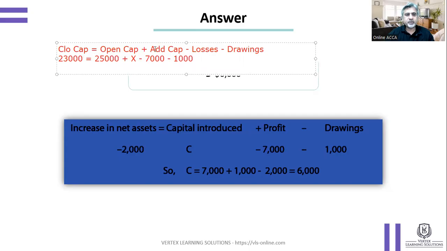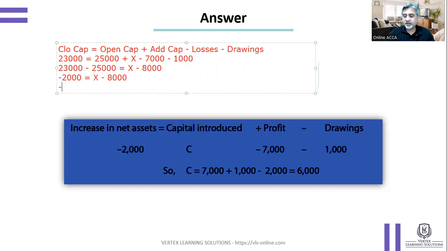Okay. So then you can say that 23,000 minus 25,000 is equal to X minus 7,000 minus 1,000. Minus 7 minus 1 means I can call it minus 8,000. Then 23,000 minus 25,000 gives me minus 2,000, which is equal to X minus 8,000. Then minus 2,000 plus 8,000 is equal to X, and therefore X is equal to 6,000.